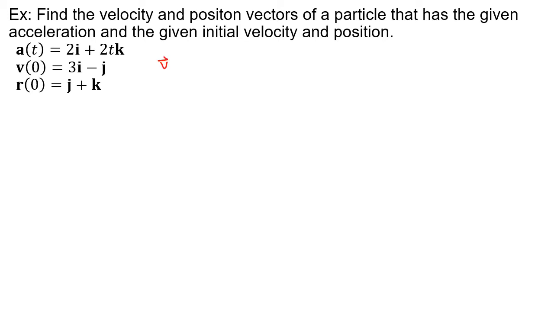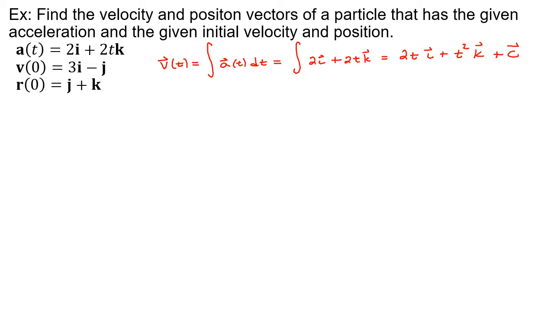So your velocity will be the integral of your acceleration. And so we'll have the integral of 2i plus 2tk. And so if I integrate that, the 2 just becomes 2t. The 2t will become 2t squared over 2, which is just t squared. Okay, and I'll end up with a constant vector.